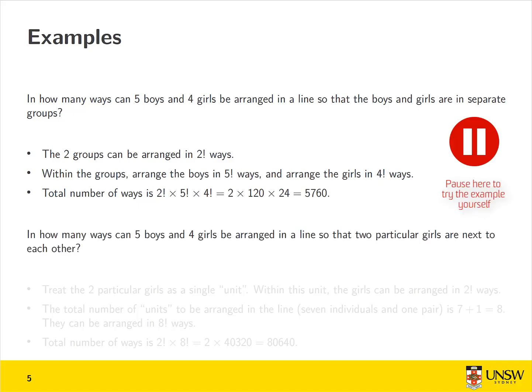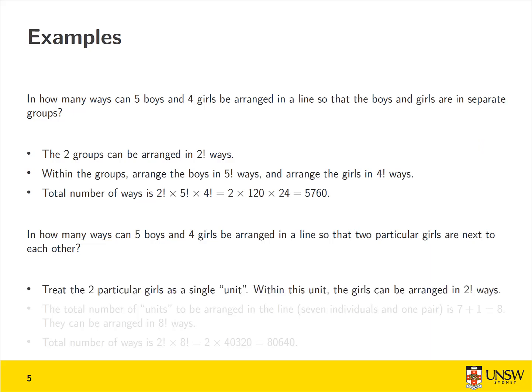Finally, in how many ways can 5 boys and 4 girls be arranged in a line so that 2 particular girls are next to each other? In this case, it is useful to think of the 2 girls who wish to be neighbors as a single unit. Within this particular unit, the girls can be arranged in 2 factorial ways.